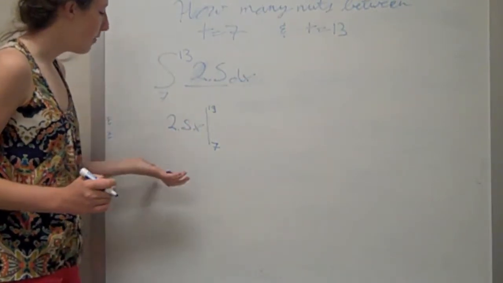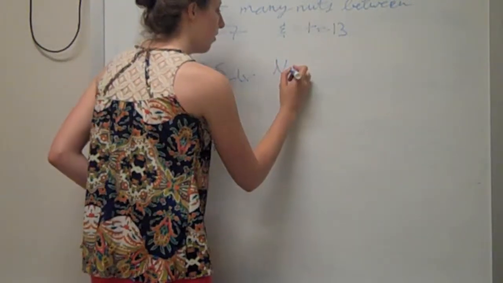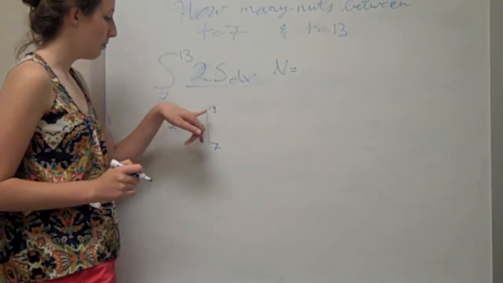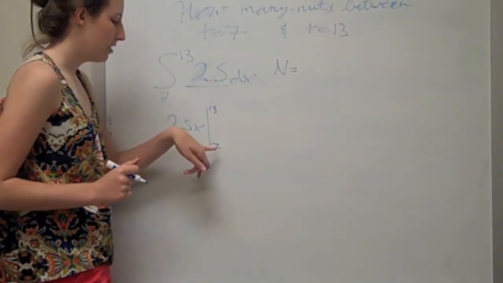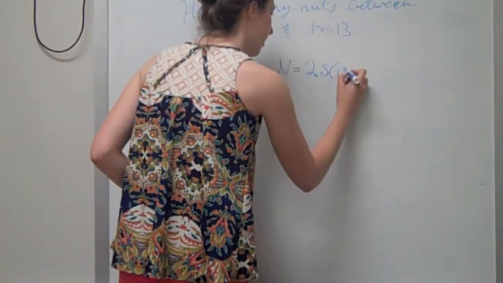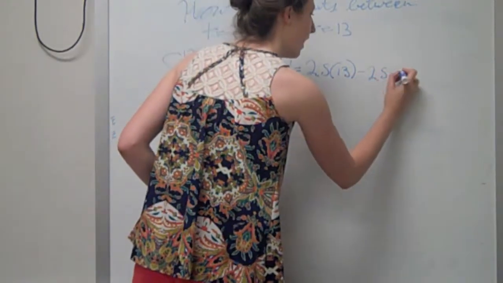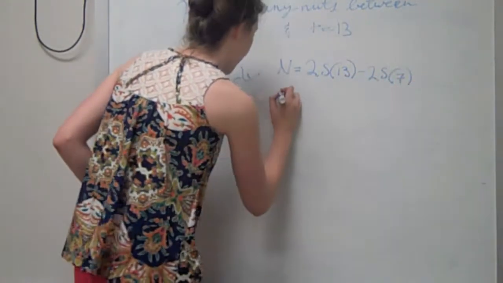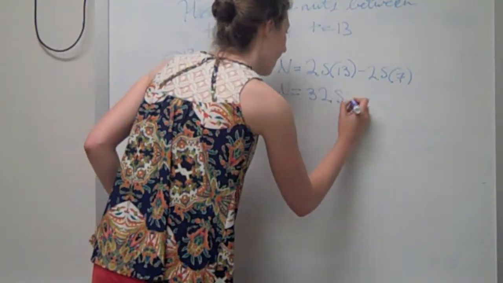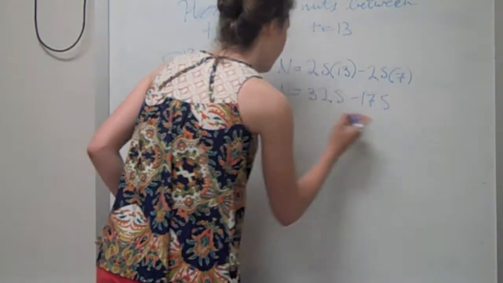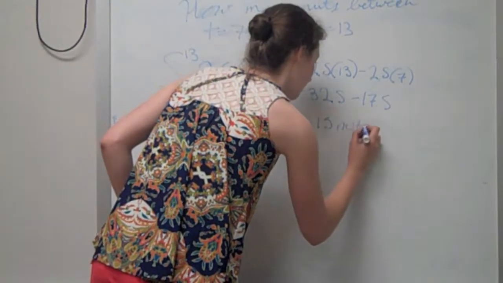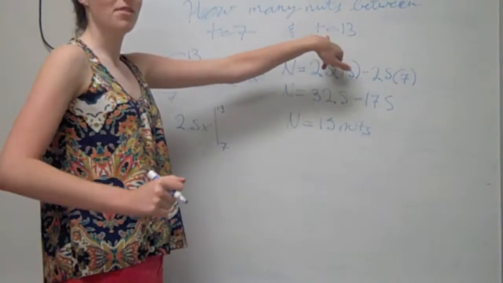Now, when we evaluate this, we know that n, the number of nuts, is equal to 2.5 times the greater bound minus 2.5 times the lower bound. So that's going to be 2.5 times 13 minus 2.5 times 7. And n equals 32.5 minus 17.5. And that gives us an n of 15 nuts added between time 7 and time 13.